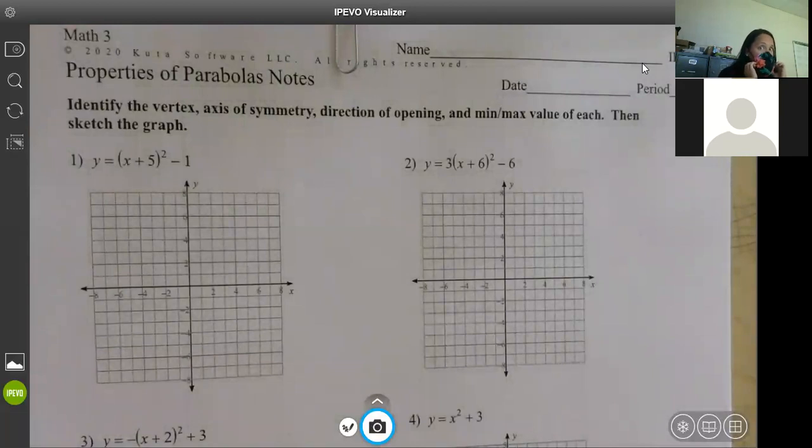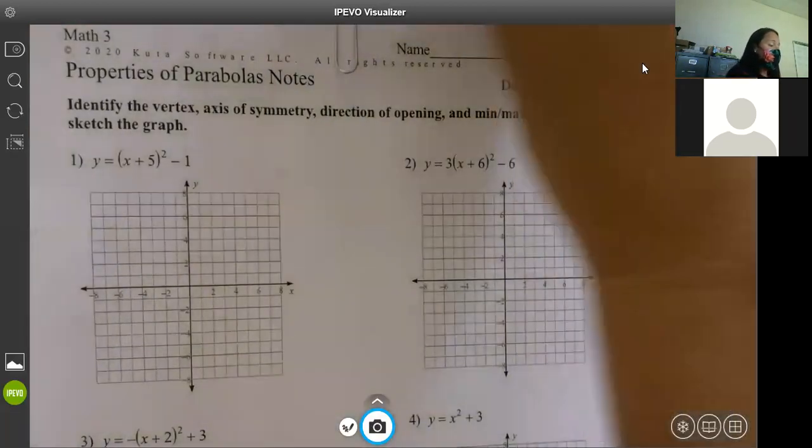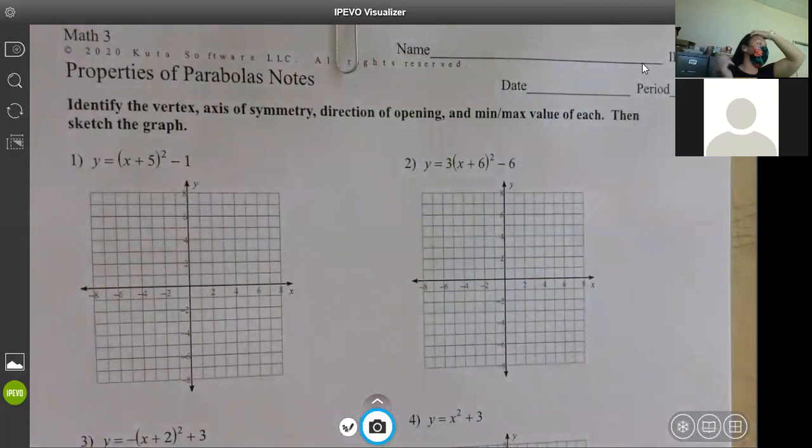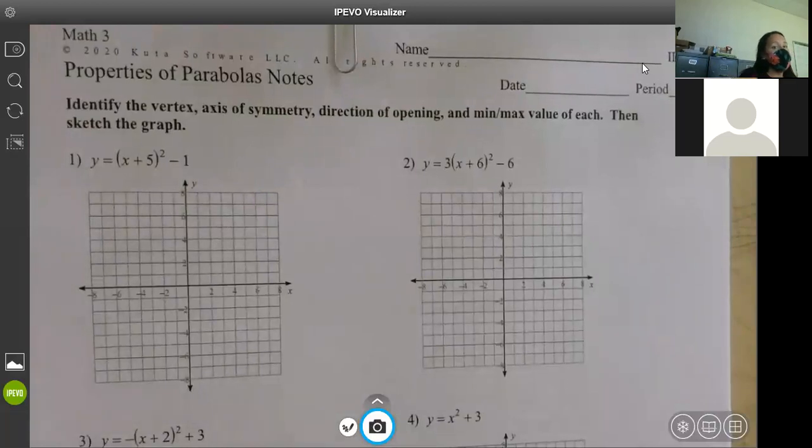All right. So again, the properties, most of them you already know. When we get into Thursday and Friday next week, it's going to get a little more complicated, so be ready for that. All right, so this first one is already in vertex form. How do you know it's in vertex form? It's written as (x + 5)² − 1.